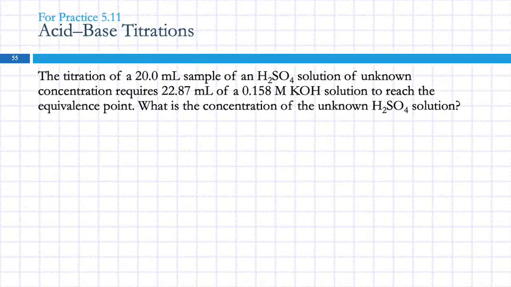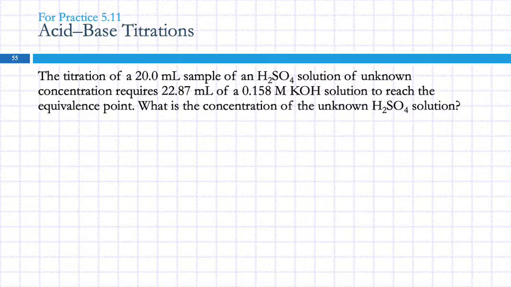So let's do this calculation. The titration of a 20 ml sample of an H2SO4 solution of unknown concentration requires 22.87 milliliters of a 0.158 molar KOH solution to reach the equivalence point. What is the concentration of the unknown H2SO4 solution? So this is a titration, but when we're calculating it, it's just solution stoichiometry.